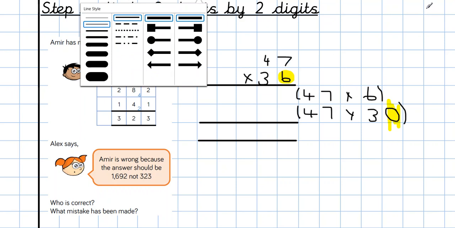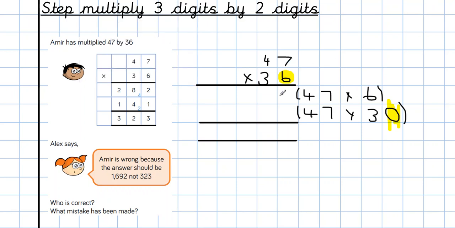7 times 6. 7 times 6 is 42. 4 times 6 is 24. Add the 4 is 28. So Amir was right there. So it could be right. Let's check. So now I'm multiplying by 30. So I've got to make my answer 10 times bigger. I'm going to put my 0 in there.